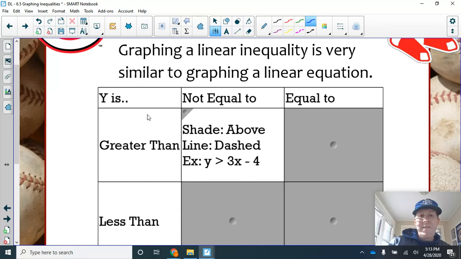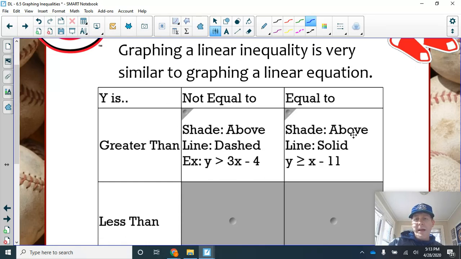If it's greater than or equal to, we still shade above the line, but the big difference here is what type of line we use. You notice this has dashed.